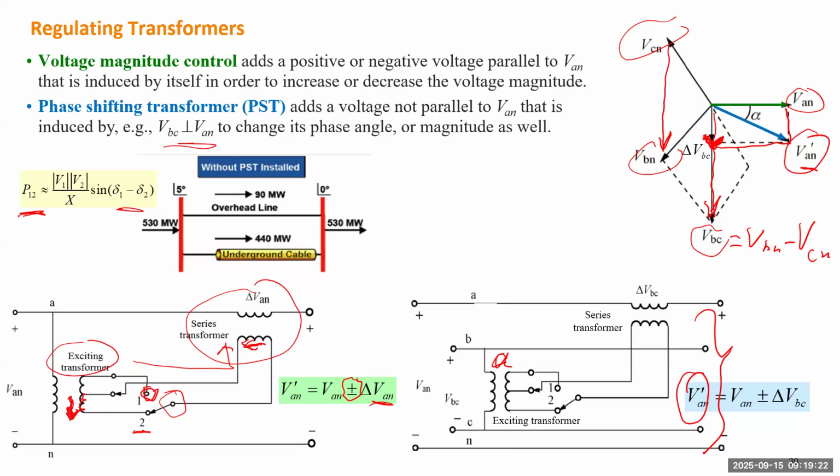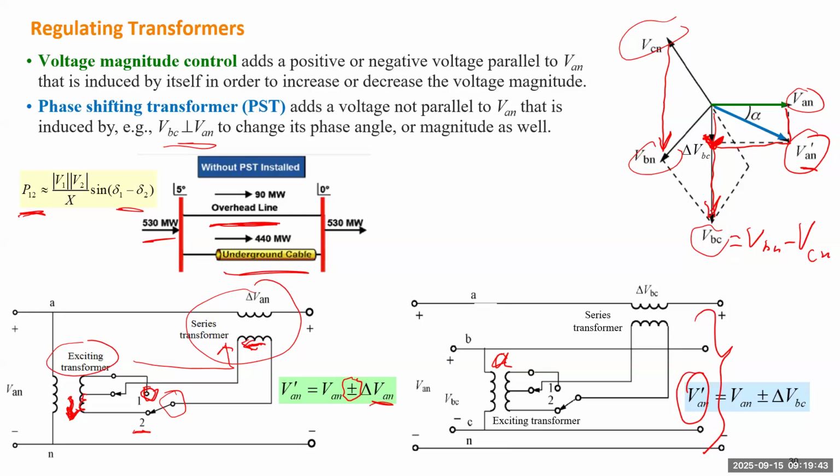Assume we want to deliver 530 megawatt of real power from one substation to another substation, but there are two transmission paths. The first one is an overhead line. The second is an underground cable. They may have different lengths and different materials.